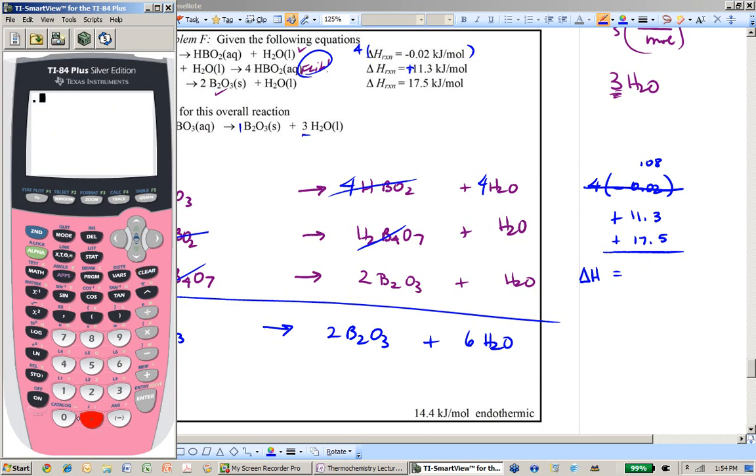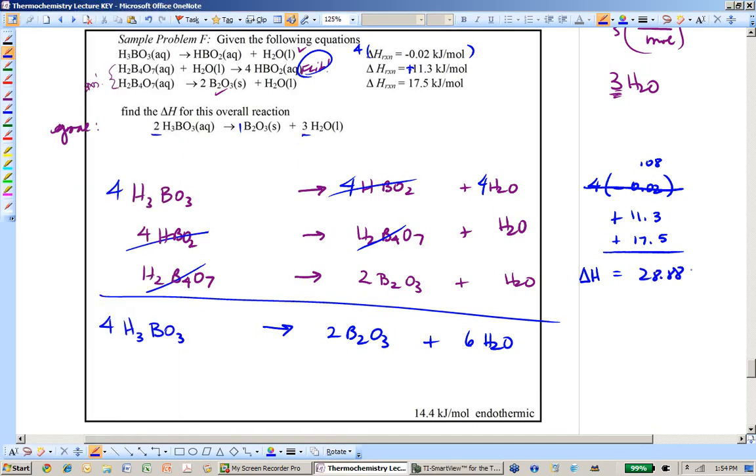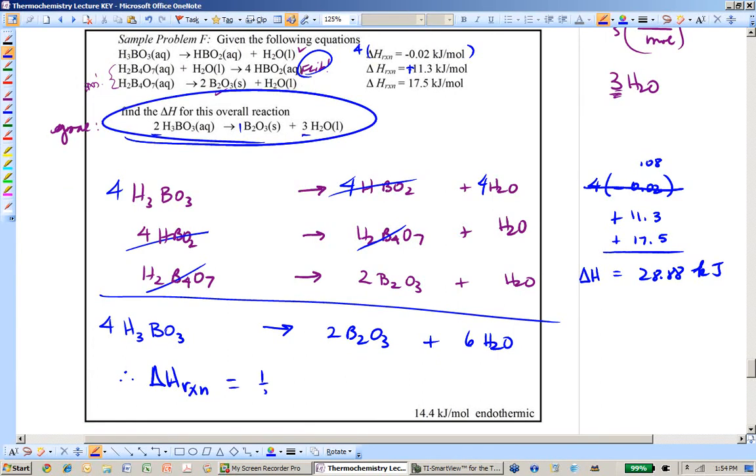For safety's sake, I'm going to go ahead and use my calculator. I realize I could do it in my head, but 28.88 kilojoules for this mess, but cut it in half. How come? Because my goal equation is half as much. So therefore, delta H for this reaction is equal to 1/2 times what I got for twice that much quantity of matter, which is going to be 14.44.